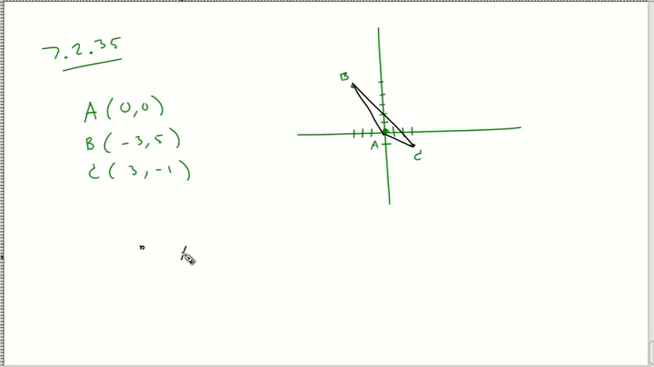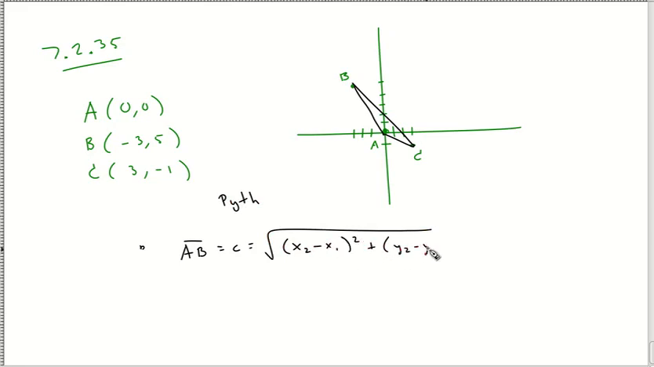Anyways, so to find my AB, which again is my little c, how do I find the distance from here to here? Guess what? Pythagorean theorem. Yep, you're going to do Pythagorean theorem 4 times. And so the formula is x2 minus x1 all squared, and then we got y2 minus y1 all squared. And so here we go. For AB, I'm going to have negative 3 minus 0 squared, then I got 5 minus 0 all squared. And so this ends up being the square root of 34.